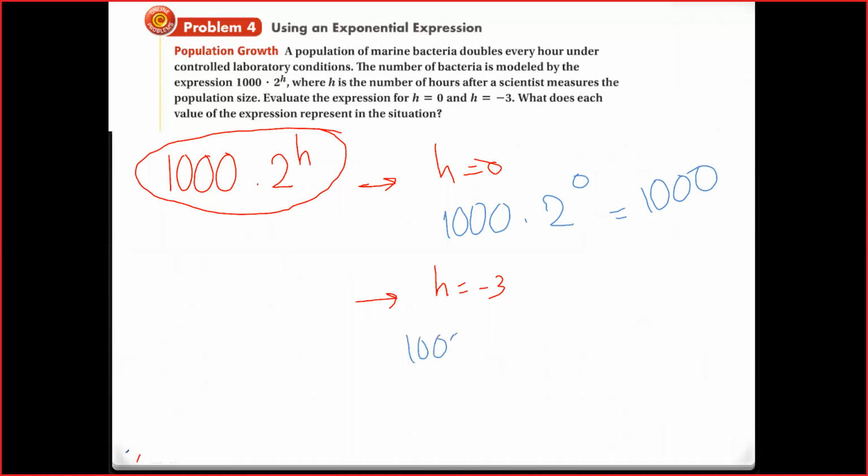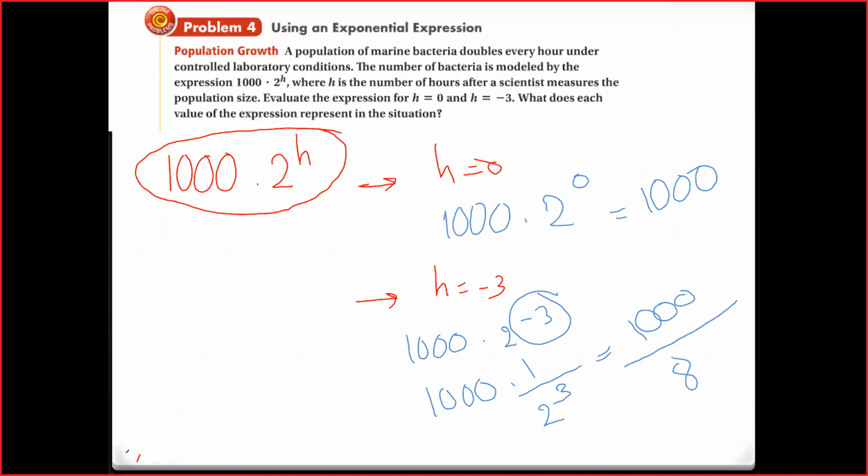Now for the second one, it will be 2 to the power negative 3. Then what is the reciprocal of 2? 1 over 2. And what is the opposite of negative 3? Positive 3. So it will be 1000 over 2 to the power 3, which is 8. So now, which equals 125.